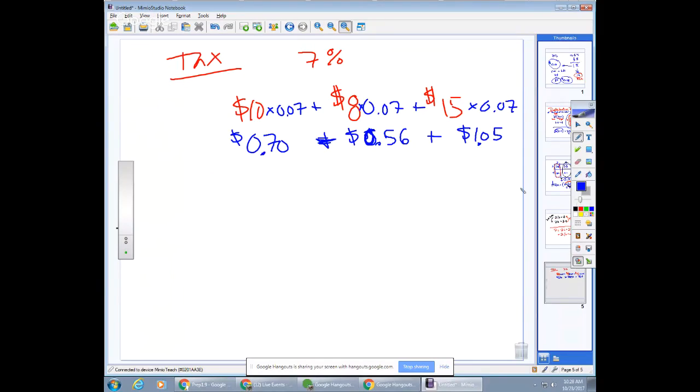All right, and then we add all those things up. So, that's a fair amount of work. Sometimes it would be better, and think about the way cash registers work. They add all of that up before they apply the tax. So what they would do is they would say, hey, that's 10 plus 8 plus 15, and that's what we take the 7% of. Because it's easier to add first, then multiply. It's less work that way.